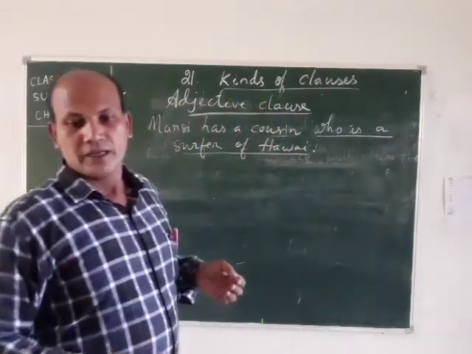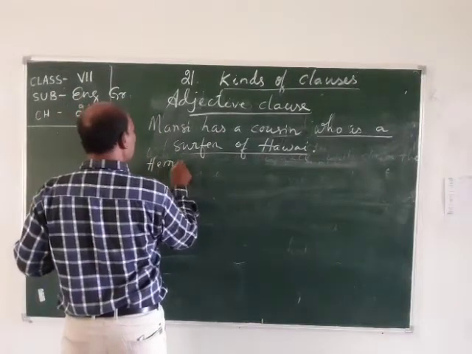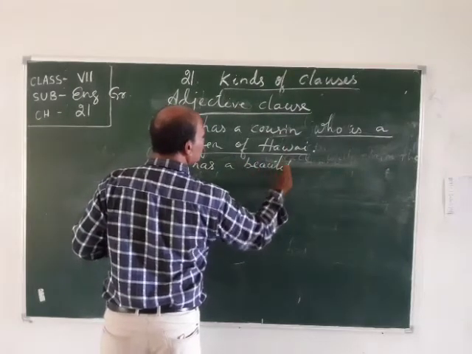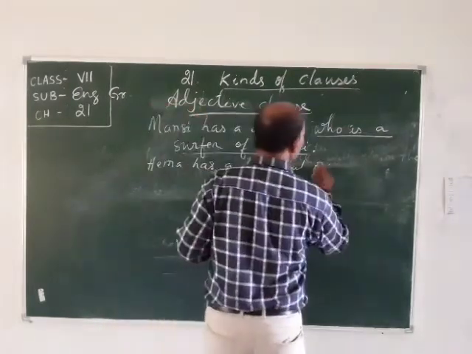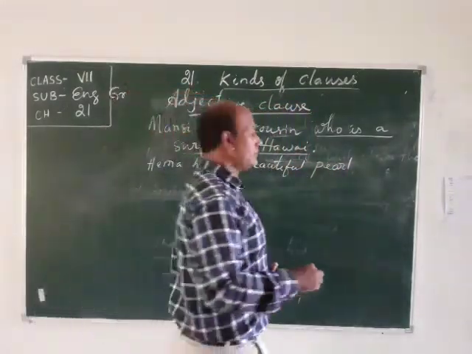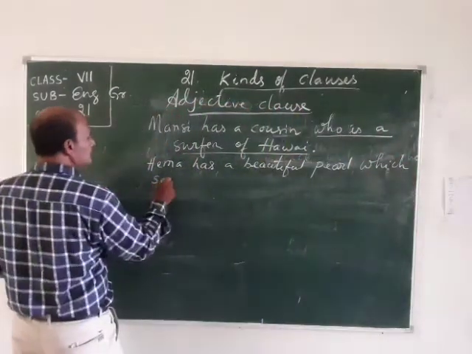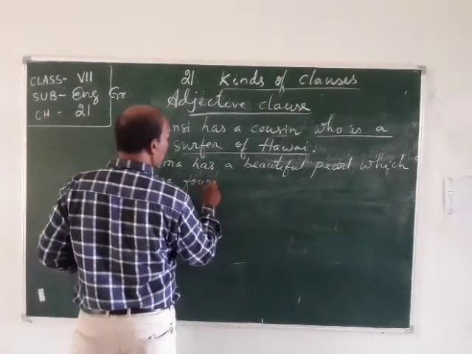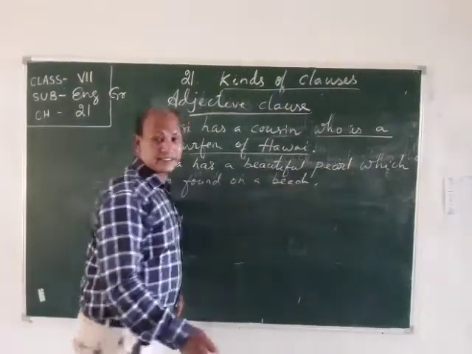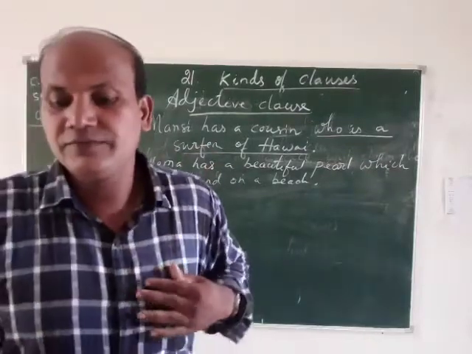Another sentence: Hema has a beautiful pearl which she found on a beach. Which she found on a beach.